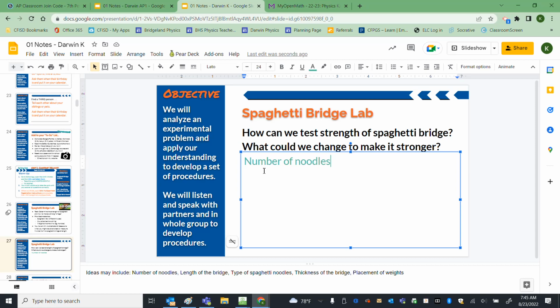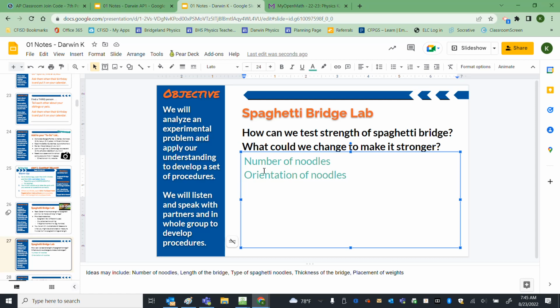Anybody else have any? So that's still kind of number of noodles. I guess we'll put orientation of noodles. Okay. Well, they're all just the same type of spaghetti noodles. That's what they were talking about, the orientation.